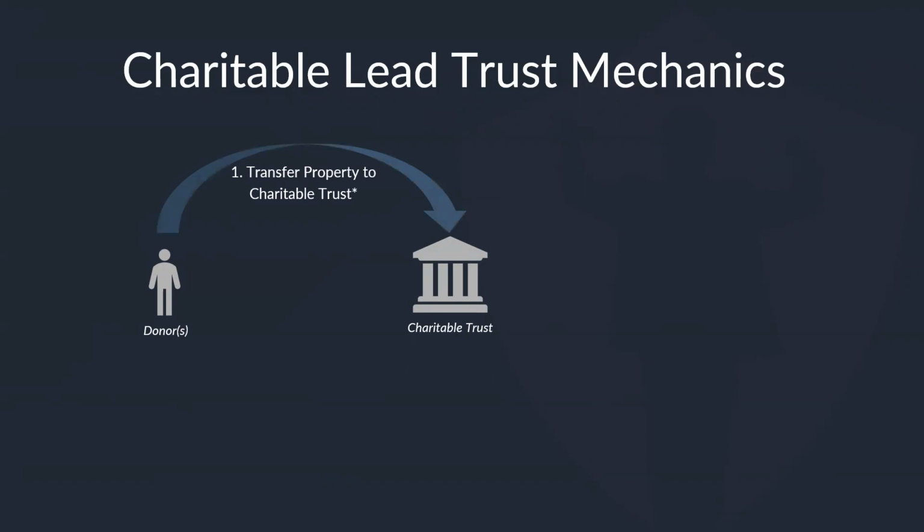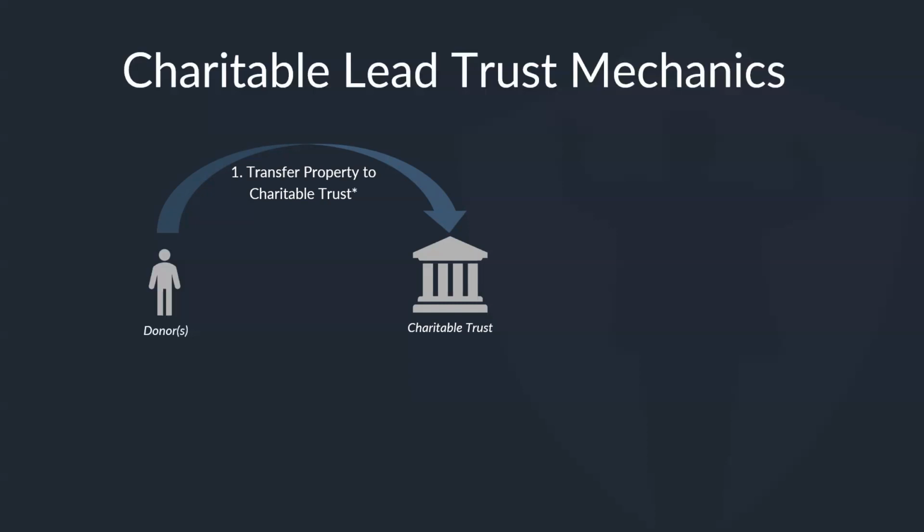But the first step is getting the trust formed and signed and enforced so the client can now transfer property to the charitable trust. Now, with the charitable remainder trust, we have to put that property in before we do a sale of the property, before we have that taxable event. With the charitable lead trust, when we transfer property in, this can be real estate, this can be part of our business, this can be cash. This could be a cash contribution.